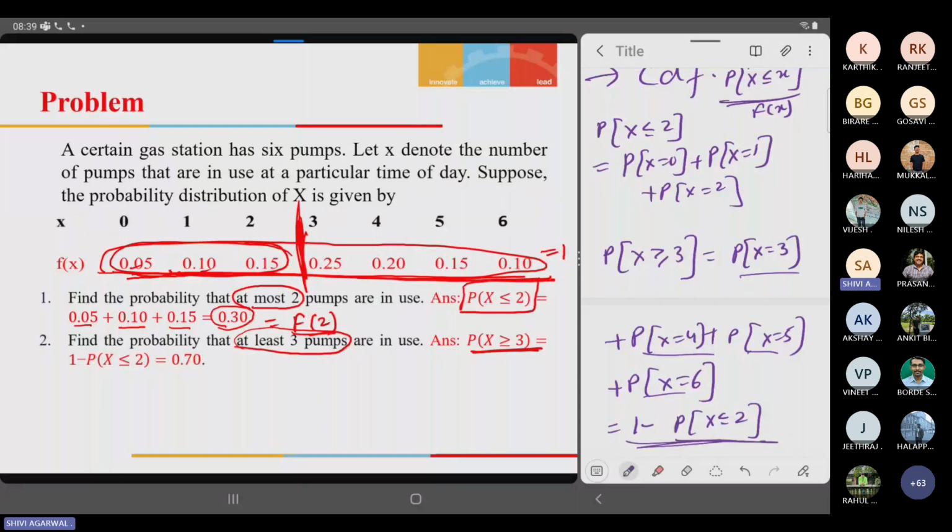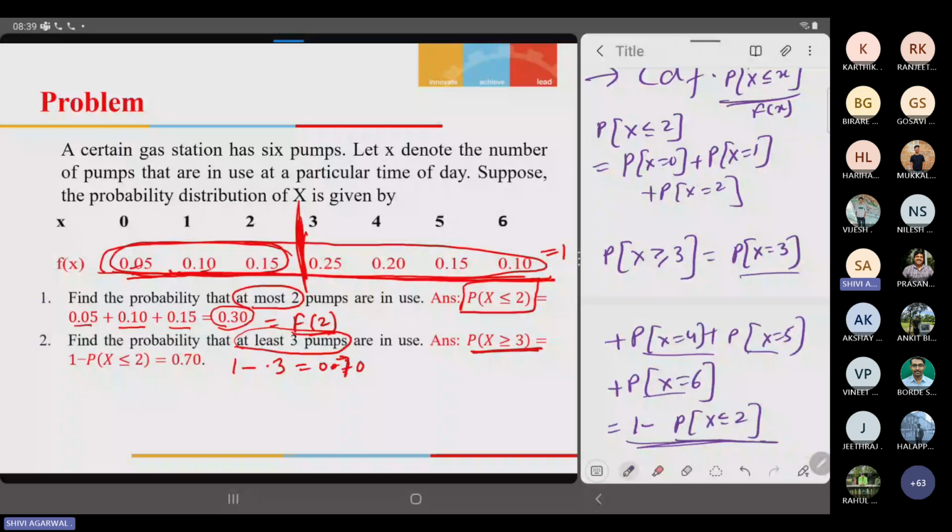No, Miss Arpita, we are taking greater than or equal to 3. So why we are adding 0, 1 and 2 and 3? We are adding 3, 4, 5, 6. Or we can use 1 minus of 0, 1 and 2. So 0, 1 and 2, that addition we have already calculated. So what we will do? 1 minus of that part. So that will become 1 minus 0.30, that is 0.70.